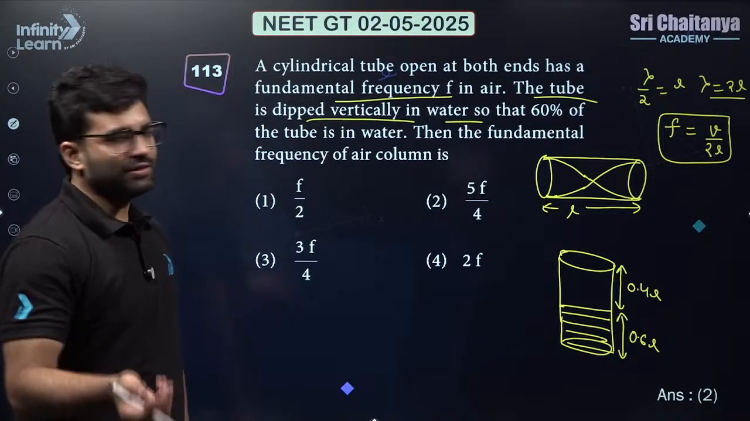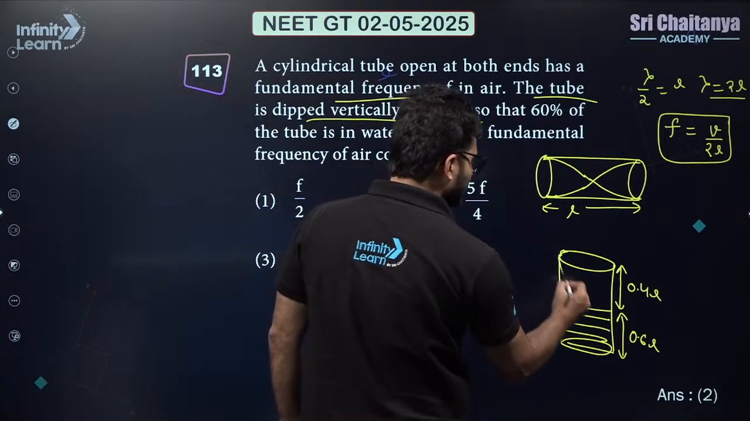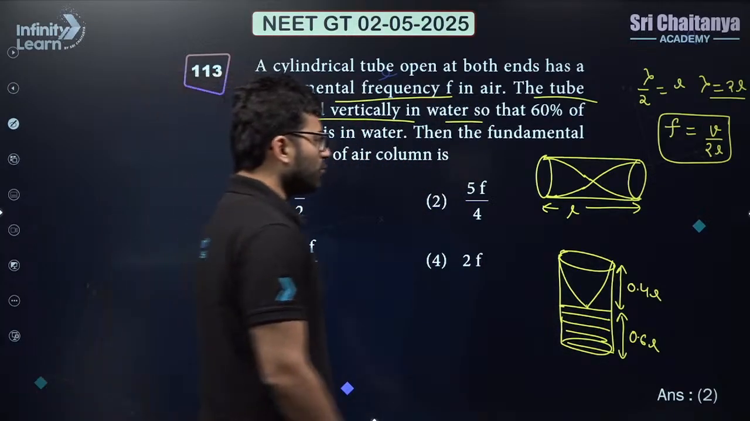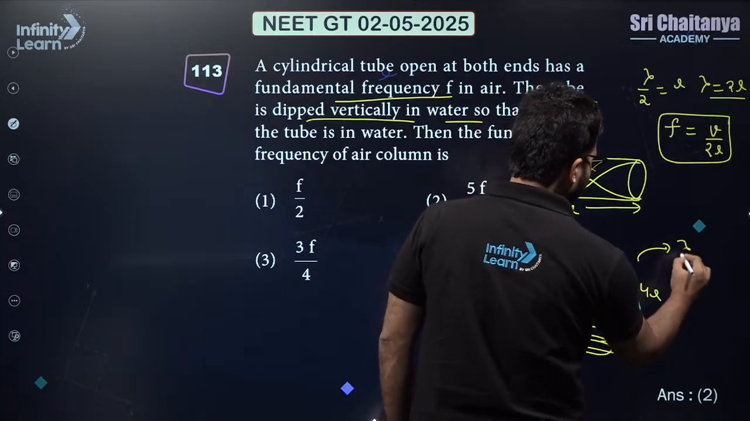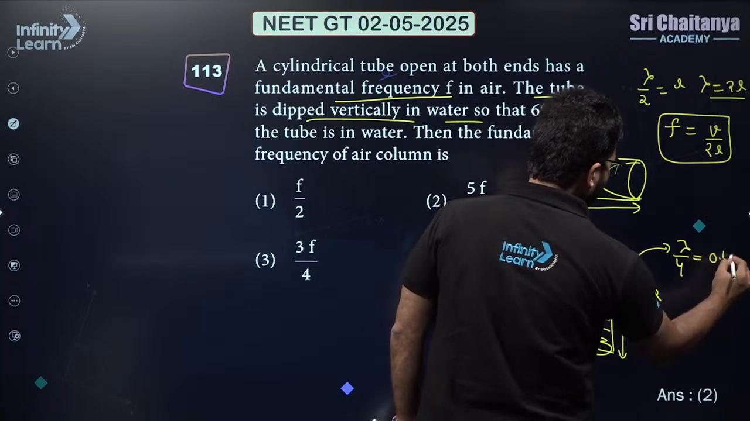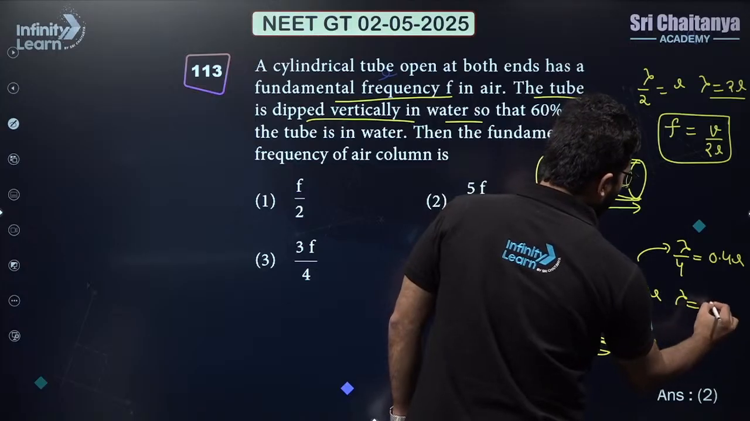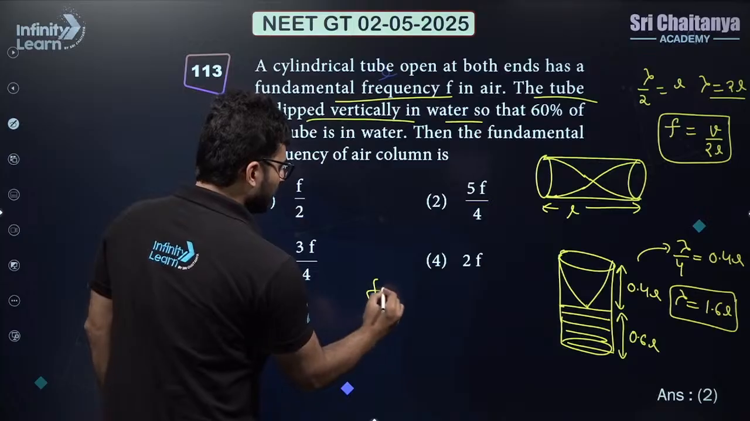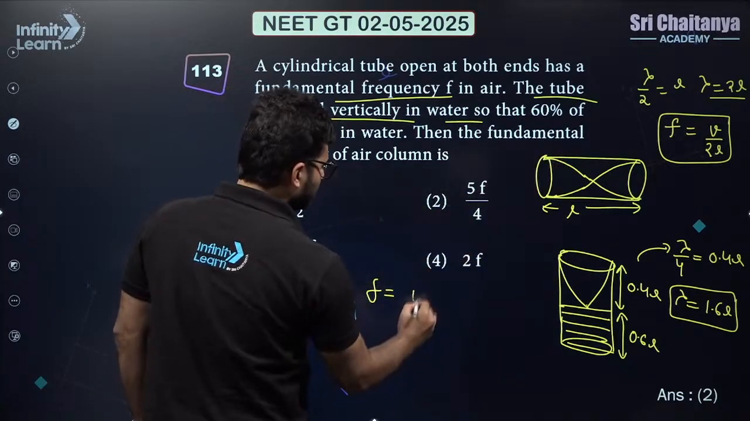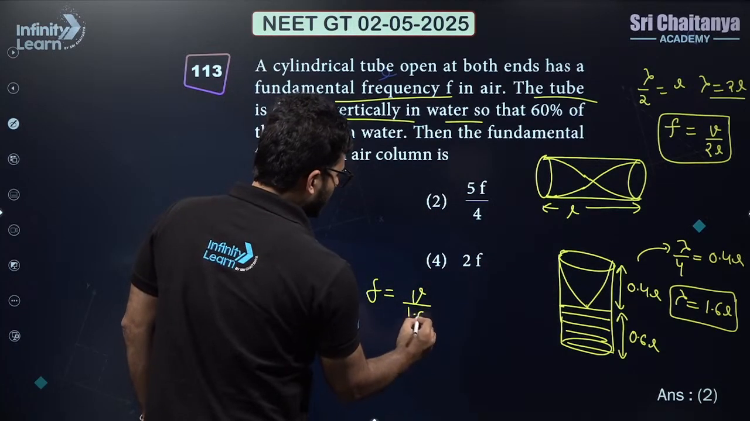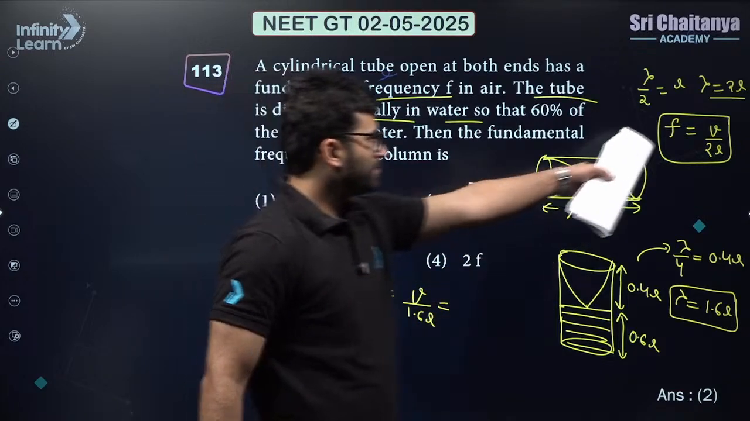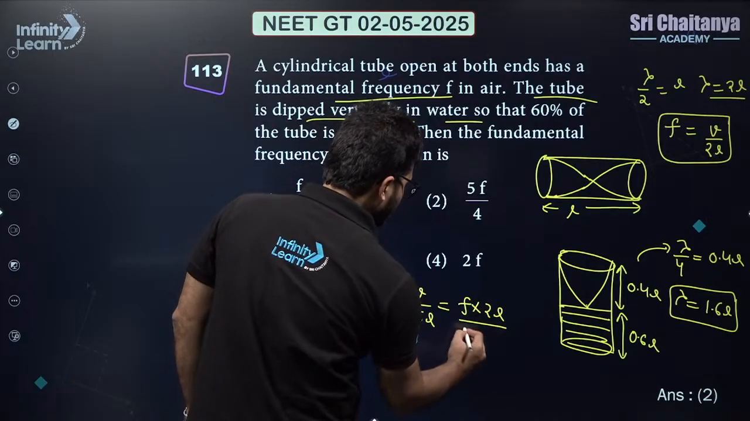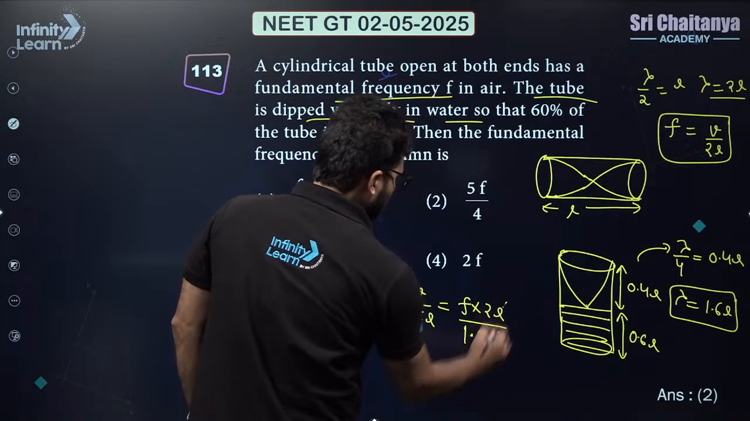Now, the fundamental frequency of the air column is? It will be like this, because now this end will act as a closed end. So now you can see how I can write lambda. Lambda by 4 would be equal to 0.4 L, so lambda would be equal to 1.6 times L. So the fundamental frequency would be equal to my velocity V divided by 1.6 L. And I can write V from there, which is F into 2L, divided by 1.6 L. So the L cancels out.